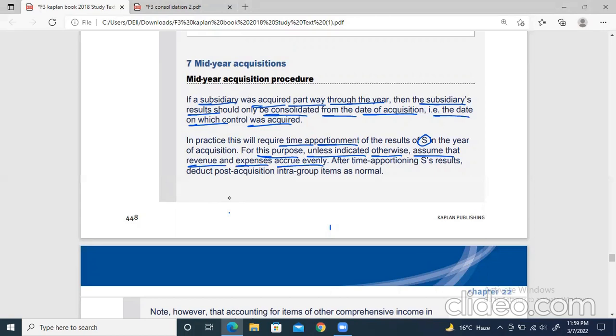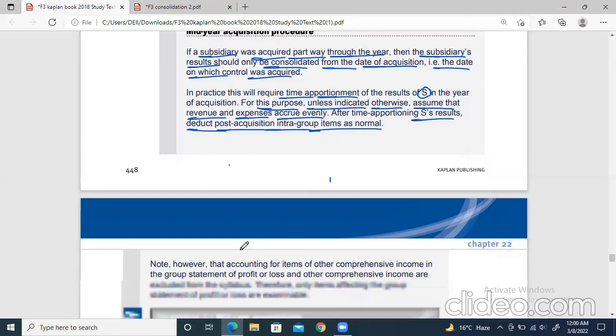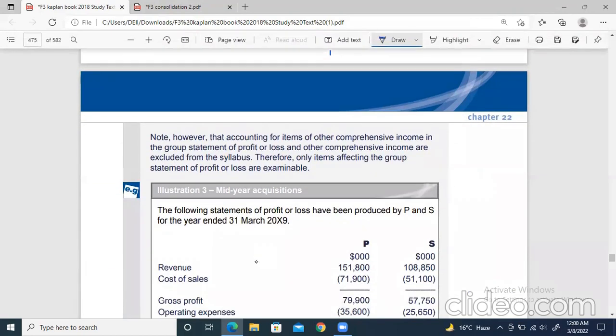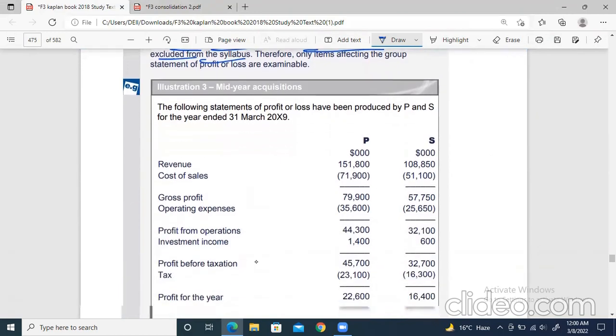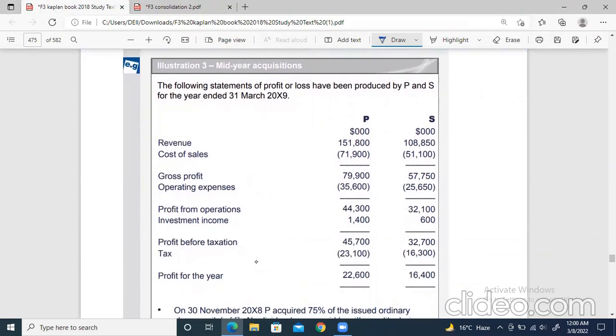Accrue evenly means that we are getting the permission of using the pro rata basis or the apportionment basis. So we have to use that in every question in which there is mid-year acquisition. Now after time apportioning the subsidiary's results, deduct the post-acquisition intra-group items as normal. So just do the normal consolidation after doing the mid-year acquisition process. We'll discuss this in this example as well. Note, however, that accounting for items of other comprehensive income in the group statement of profit or loss and other comprehensive income is excluded. This is not the part, just ignore this. OCI will be a part probably in F7, not in this case.